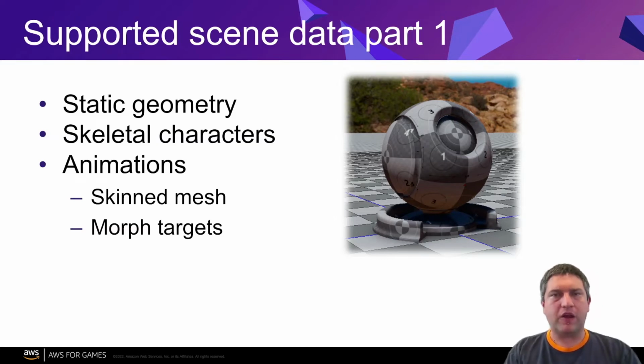Morph target you may also know as blend shapes. Morph targets and blend shapes are generally used to animate faces for characters. If you need to animate a non-character, you can create a skeleton for your static geometry and animate it that way. That's what we've been doing with a lot of our robotics tests.